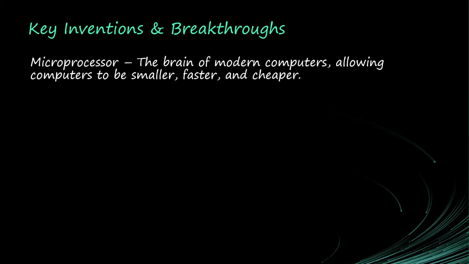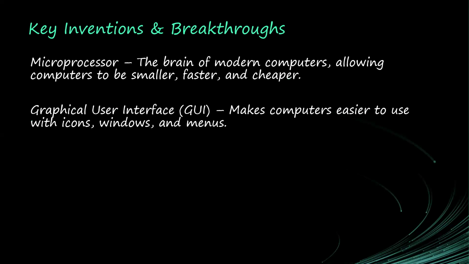So the key inventions and breakthroughs: the microprocessor is the brain of modern computers. The microprocessor is the key invention, the breakthrough. It is the brain of modern computers, so you can also say it's the CPU. It allows computers to be smaller, faster, and cheaper. So the microprocessor was the reason why computers are now everywhere, because it made computers smaller, faster, and cheaper.